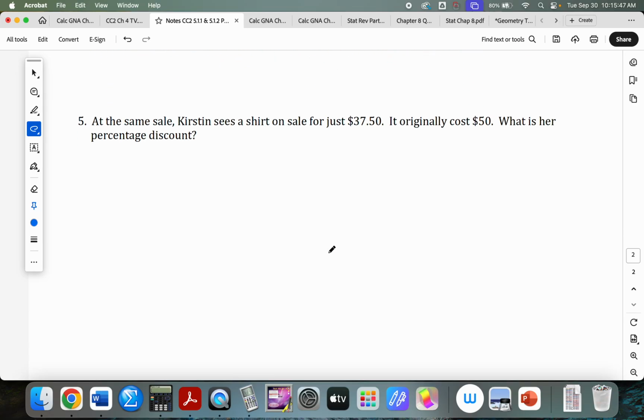All right, let's take a look at this last one. At the same sale, Kirsten sees a shirt on sale for just $37.50. Is that a total or is that a part? It's a part. The shirt originally cost $50. Is that a part or the whole? That's the whole.